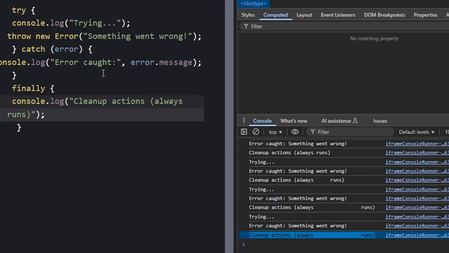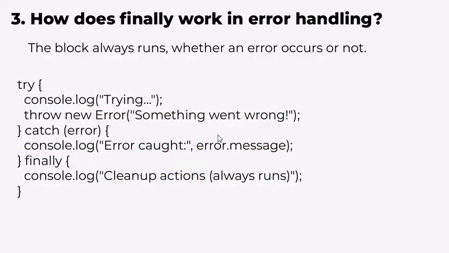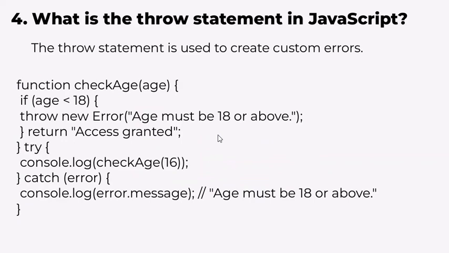If there is an error, it will execute the catch statement and then the finally statement. Finally is going to execute either after the try or after the catch statement. It's up to the logic, it's up to the program. Whether there is an error or not, finally is going to execute in any condition. So I hope you understand the concept behind how finally works in error handling. Now we will move towards the fourth question.